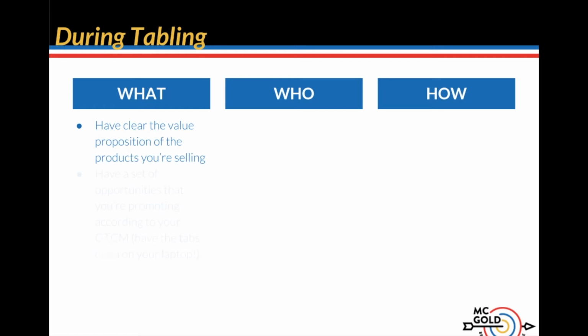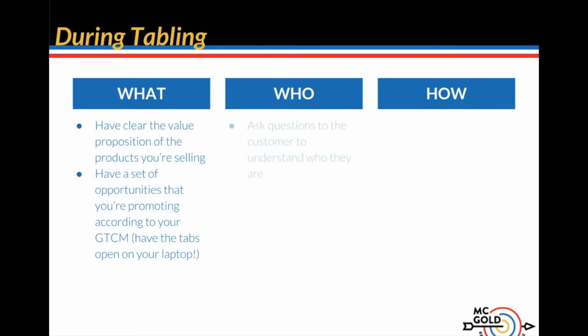Now, execution. During tabling, what you have to do, who, and how. Remember, these are the things from the success triangle. So what? You need to have clear the value proposition of the product you're selling. We saw in the preparation phase that you need to know this, but what needs to happen during tabling is that you need to explain it clearly. Then have the set of opportunities you're promoting. So have the tabs open on your laptop. This I already told you.